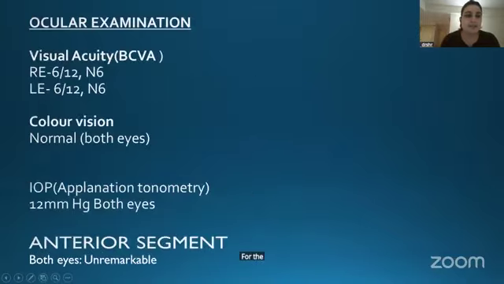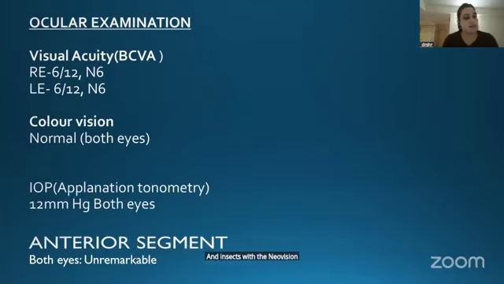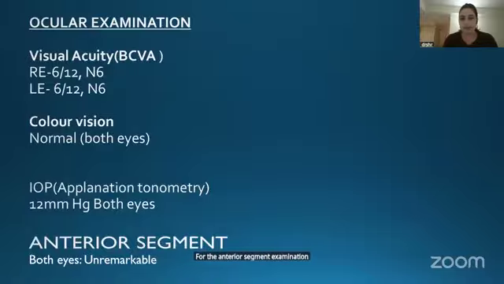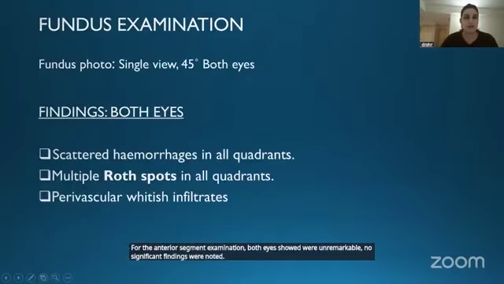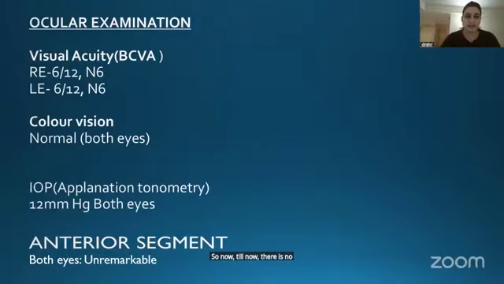For the ocular examination, the best corrected visual acuity was noted as 6/12 in both eyes and N6 for the near vision, both eyes. Color vision was noted normal in both eyes, the intraocular pressure being 12 millimeter of mercury, both eyes. For the anterior segment examination, both eyes were unremarkable, no significant findings were noted. So till now, there is no significant finding noted.